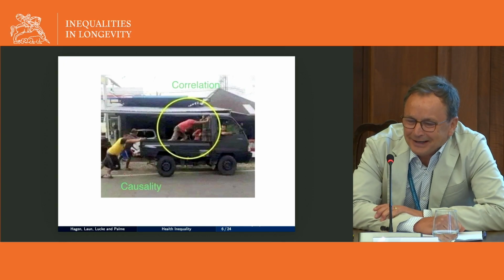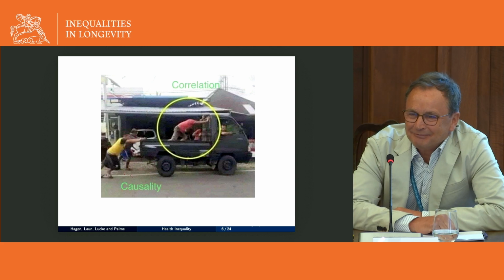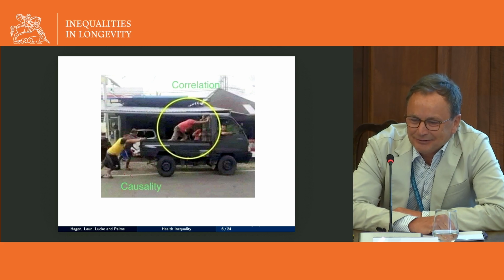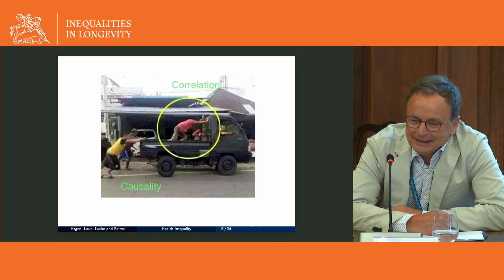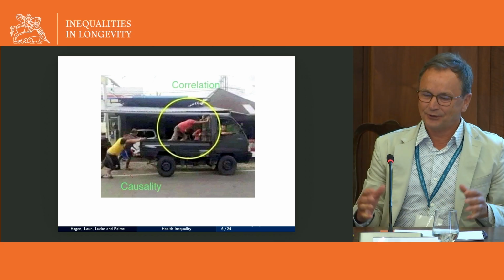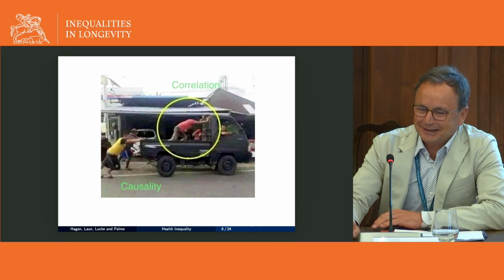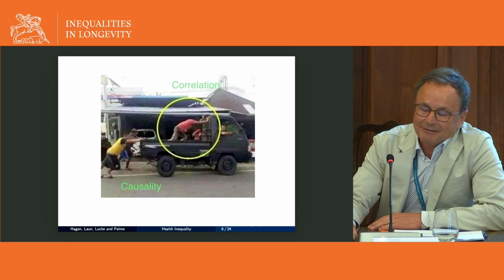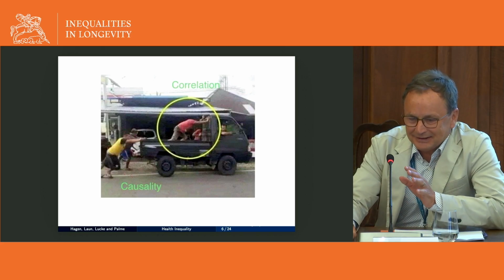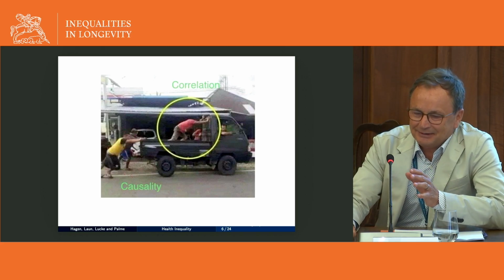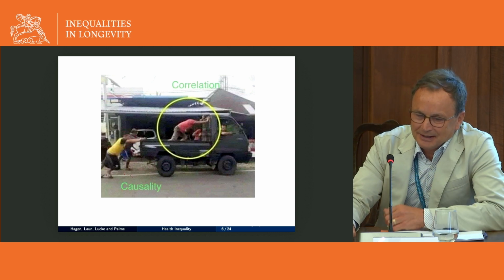So think of longevity as the van here, and what moves the van? Is it the guy in the red shirt, which represents a correlation, or is it the guy in the yellow shirt, which represents a third factor or the causal relationship between income and longevity? So that's a very important question that we will come back to and try to say something about.